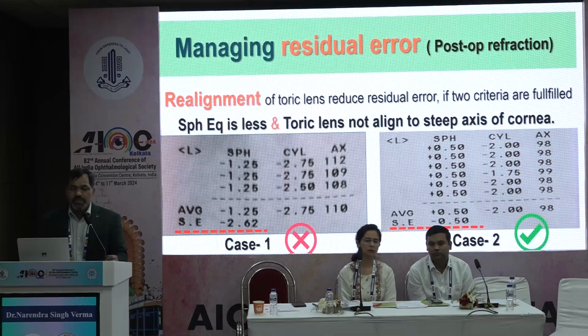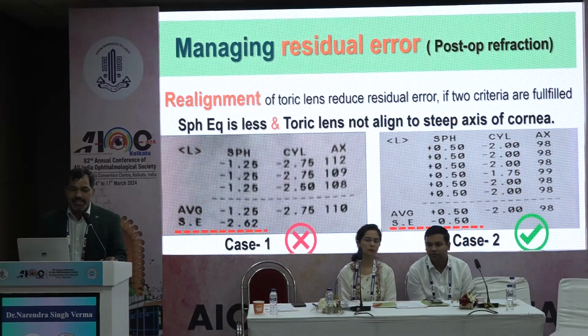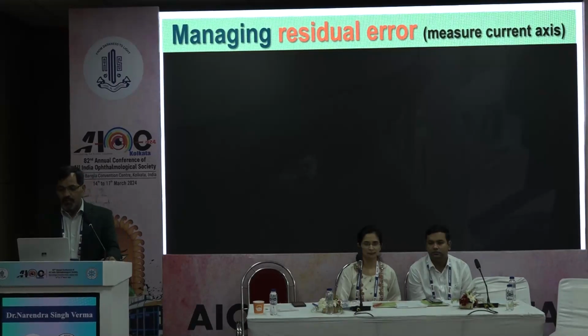In case 1, the spherical equivalent is minus 2.62. So by rotating the lens, you can just decrease the cylindrical power. You are not going to improve the visual quality of the patient. In case 2, the spherical equivalent is minus 0.5. So you have to check the current position of the lens. If it is not on the steep axis of the cornea, realignment is possible.